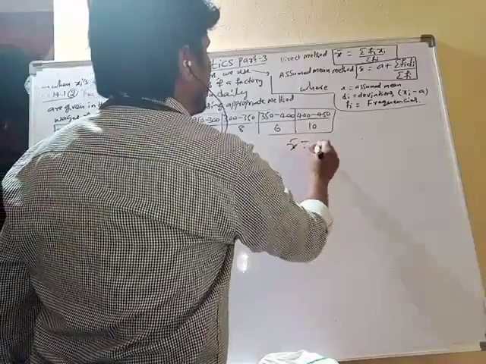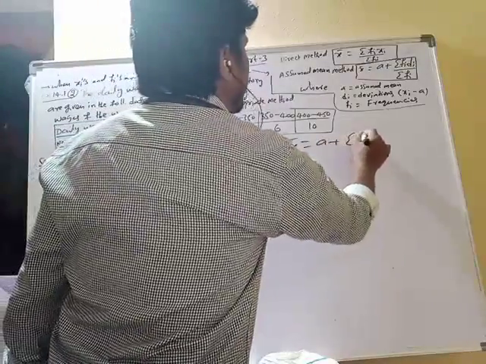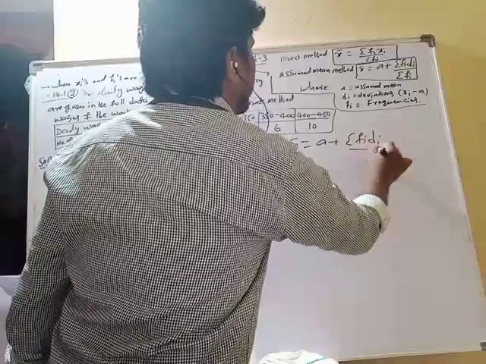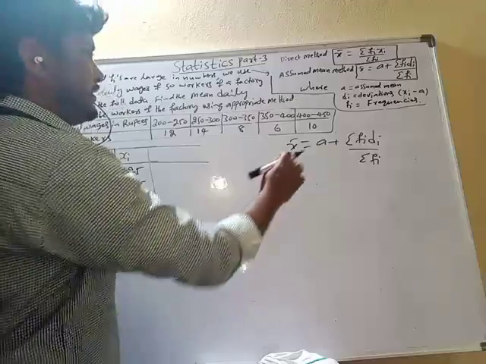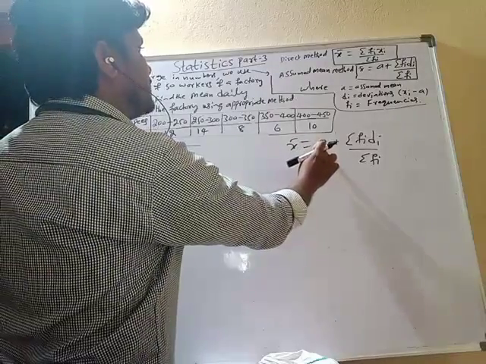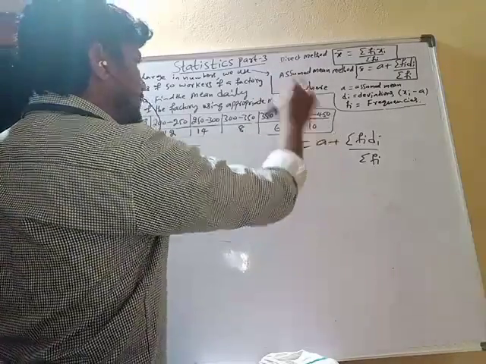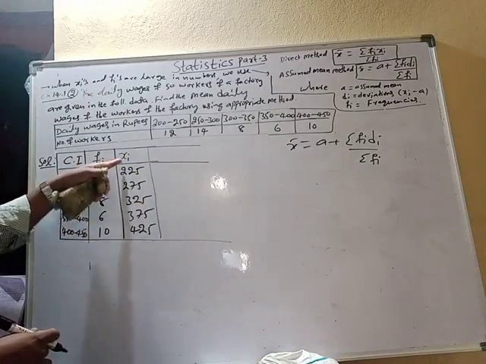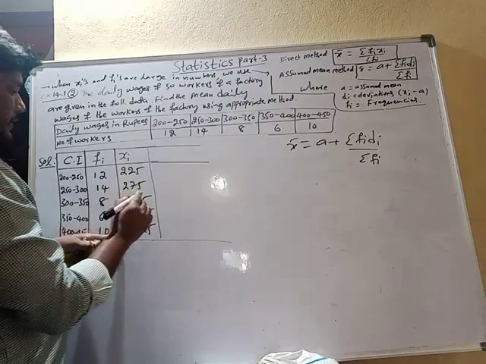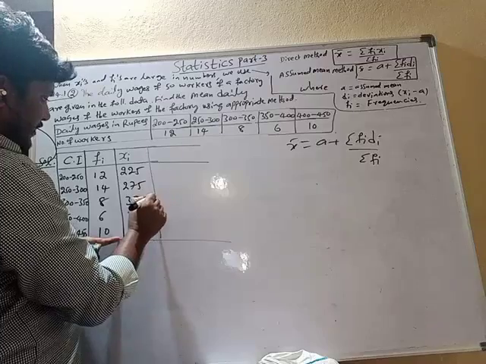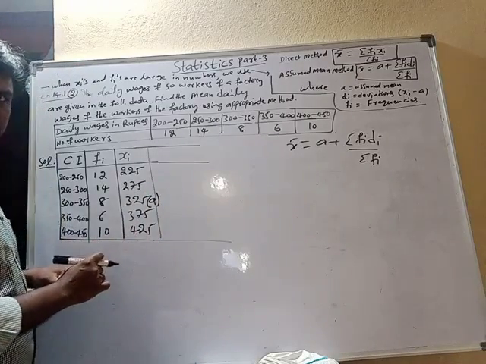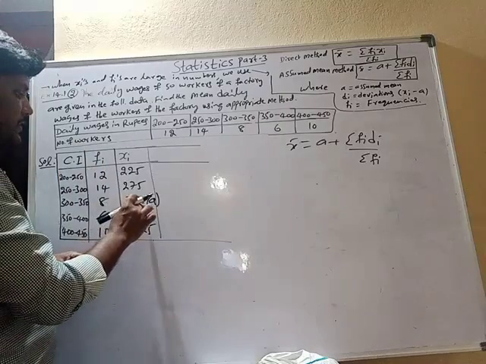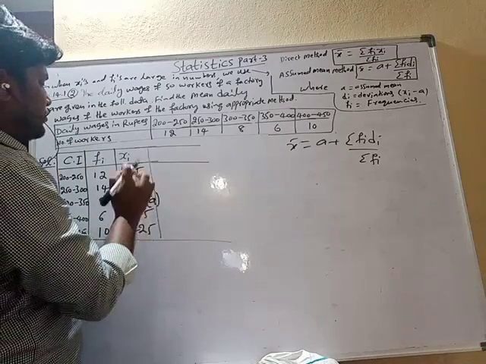X bar is equal to a plus summation fi into di by summation fi. Here, what is a? A is the assumed mean. You have to assume one of the xi's, and for our convenience you have to take a mid value of the xi's. One of the mid values of xi's you have to take, that is the assumed mean.